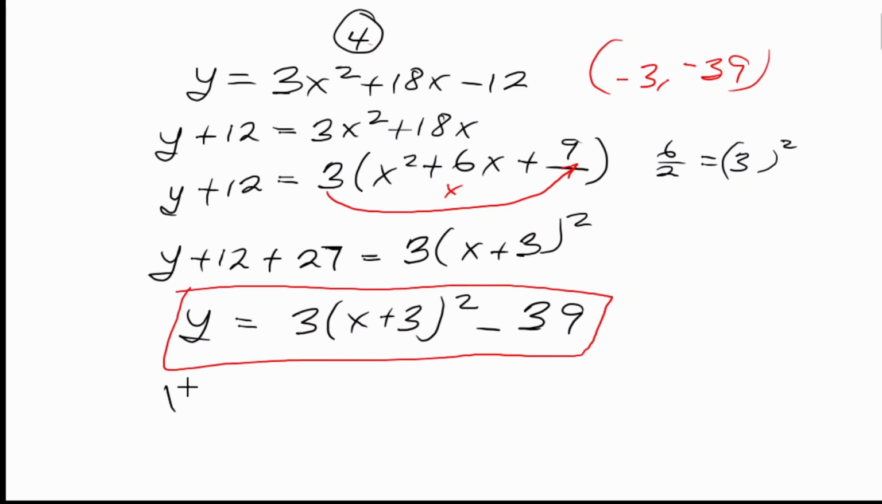And the coordinates of the vertex becomes, we change the sign of this or we equate these to 0 and solve.